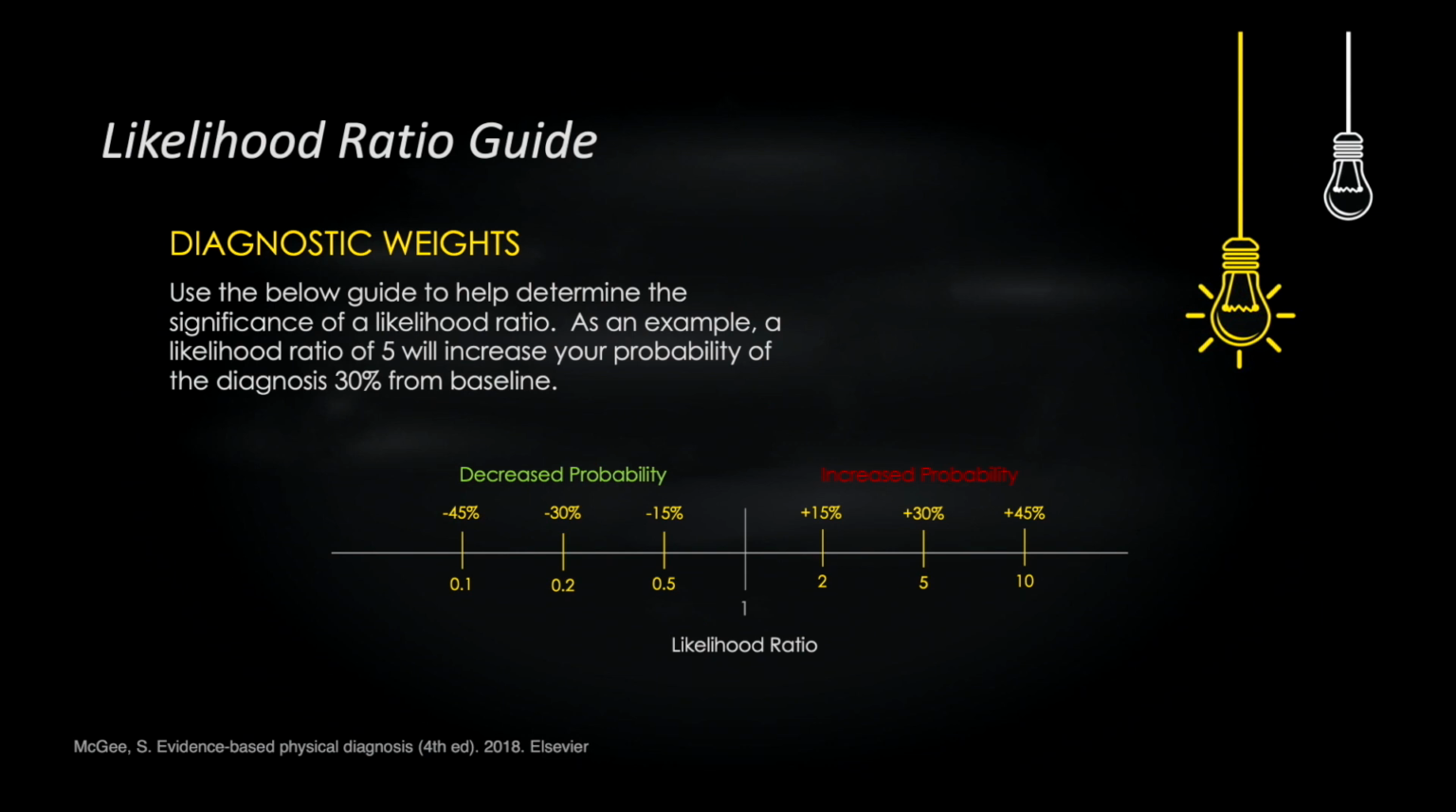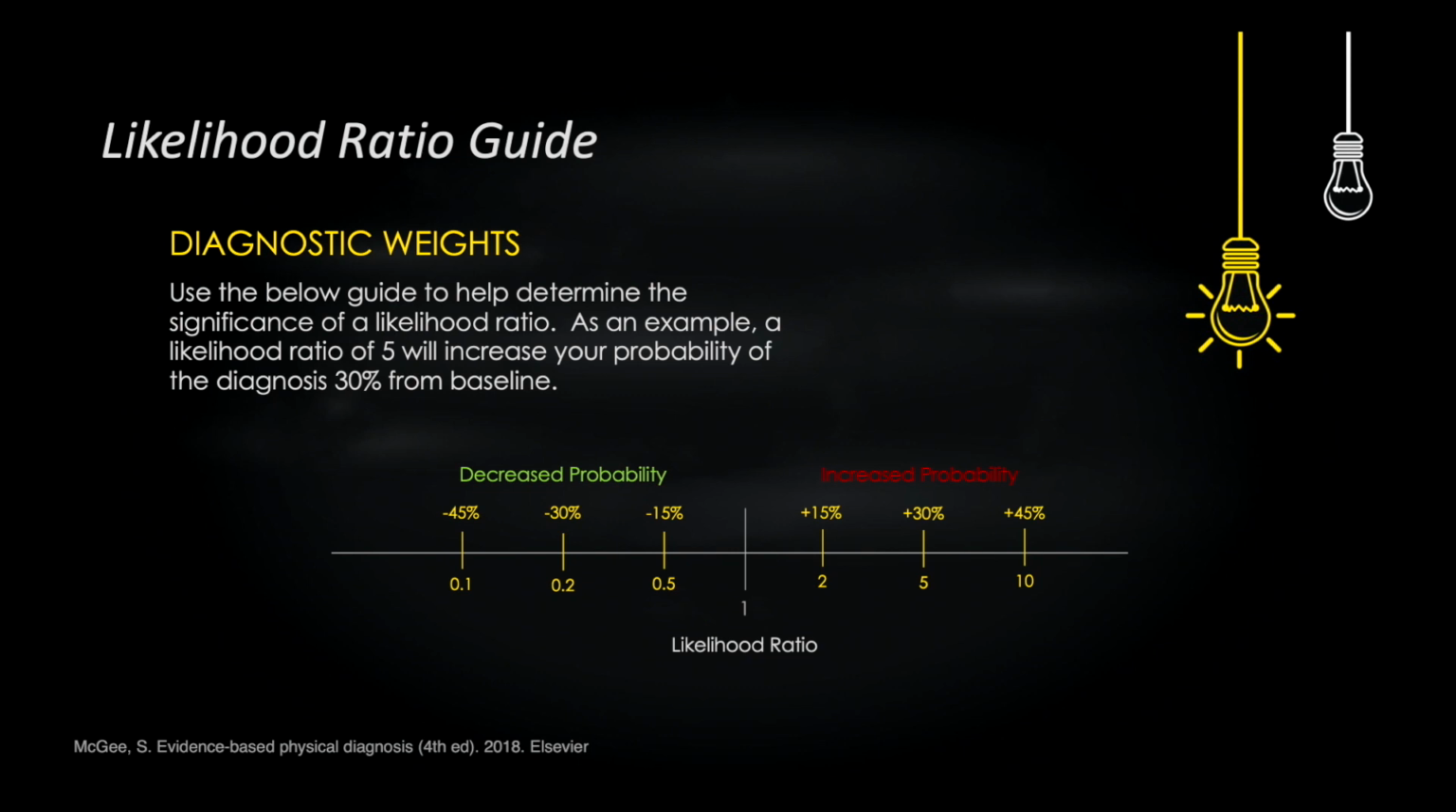The question, though, is what do you do in a clinical setting when you don't have a calculator like this? So let me give you a little bit of guidelines on how to use likelihood ratios. The diagnostic weights, and these are a general ballpark, is that likelihood ratios under 1 decrease the pretest probability, and numbers above 1 increase the pretest probability. So if you have a number that's 2, you should expect that it increases the pretest probability 15%, and if it's 5, it's 30%, and if it's 10, 45%. And in the reverse, 0.5 decreases the probability by 15%, 0.2 by 30%, and 0.1 by 45%.